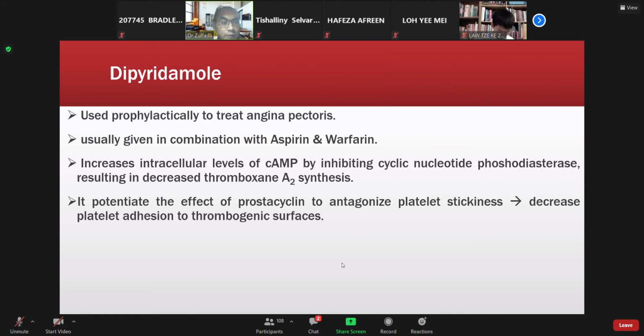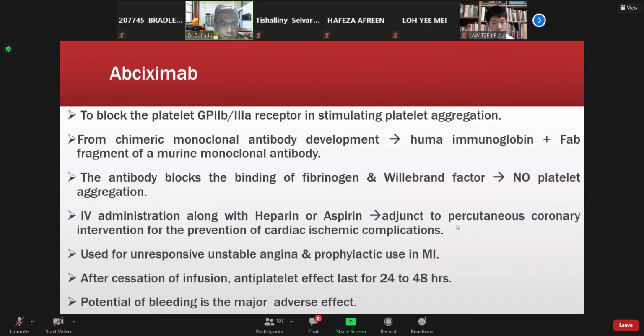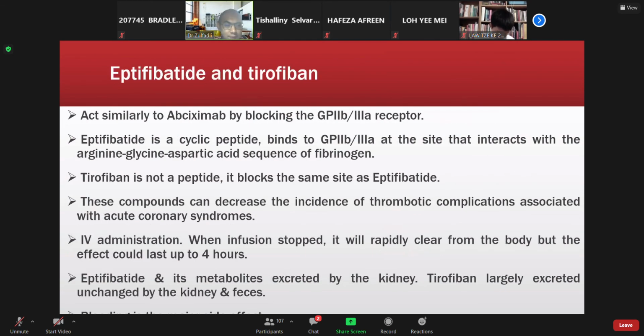Dipyridamole is used as a prophylactic to treat angina pectoris. This drug is usually given together with aspirin and warfarin. It increases the level of cAMP by inhibiting cyclic nucleotide phosphodiesterase, resulting in decreased thromboxane A2 synthesis, as in the picture. I already explained about abciximab and the rest of this diagram.